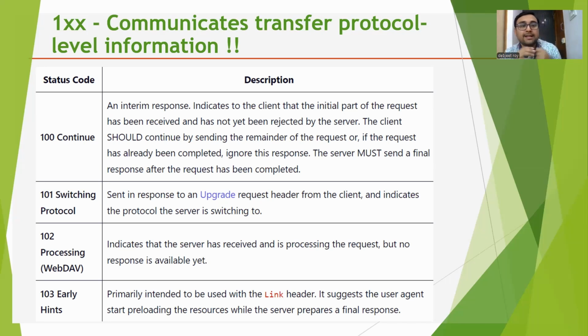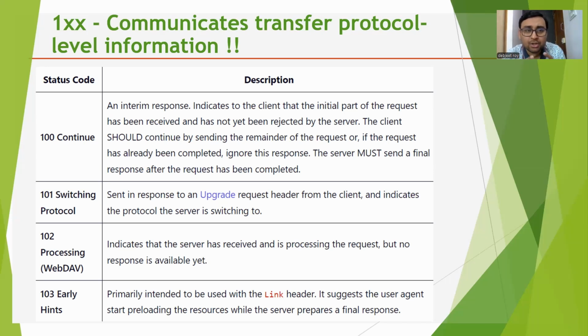Then Switching Protocols is 101. It is sent in response to the Upgrade header that the request is having. From the client side, the request header is updated, so in that request header, the changes have been requested by the client. Then the data is sent back as a response to an upgrade request, and it indicates which protocol the particular server is switching to. Then 102 is Processing.